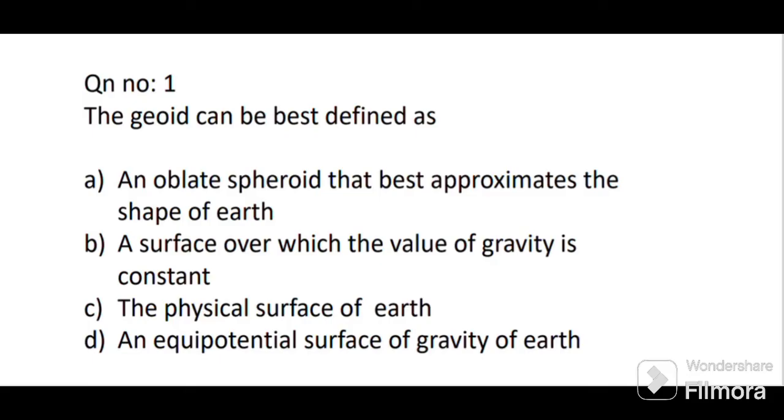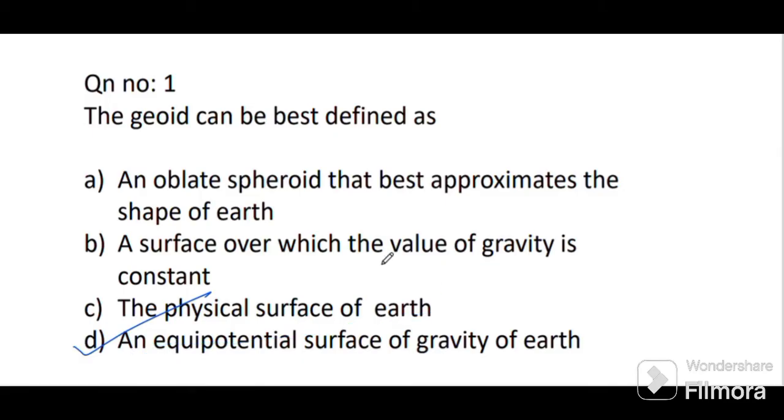If there is a mountain or something, the geoid might show a rise from the mean sea level, while if an ocean or basin is there, the geoid might lower a little bit from the mean sea level. So the answer would be option D. Geoid is an equipotential surface of gravity of Earth.